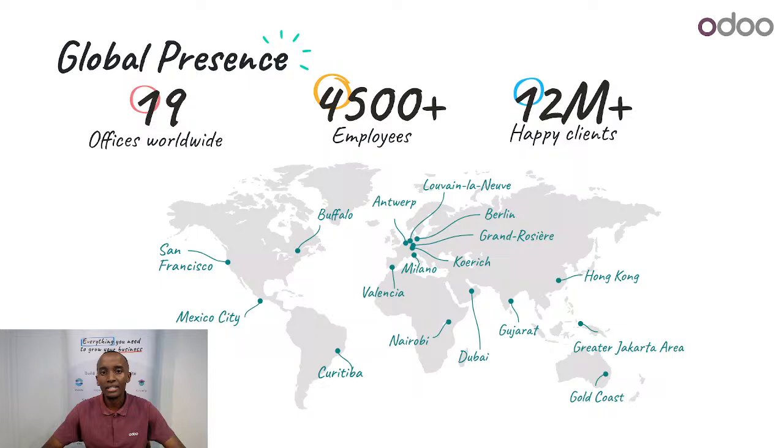Odoo is a multinational company. We have 19 offices worldwide. These offices are in different continents, and right now I'm in one of the offices, which is in Nairobi. We also have over 4,500 employees, and I'm proud to say that we have more than 12 million happy clients.